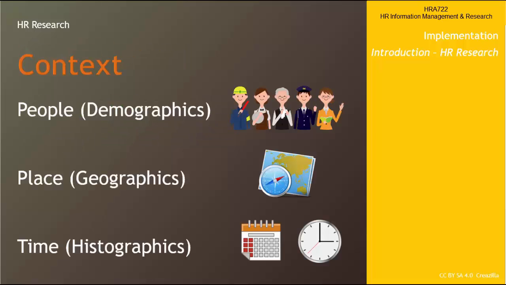Now, you all know what context is. Context is like, when should I do, where should I do, what should I do? Telling a joke with your family is different than telling a joke to your friends, right? Different place, different people. But context, in fact, if you don't know, has three different elements to it. Context is based on your understanding and appreciation of people, demographics, the place, geographics, and the time, histographics.